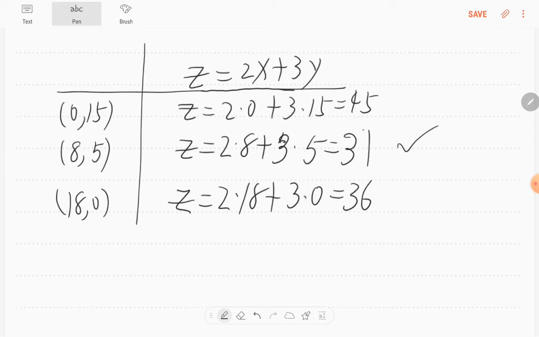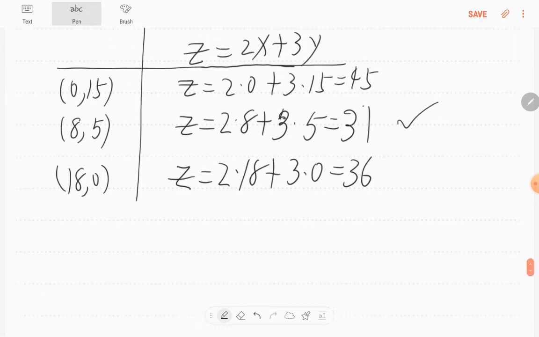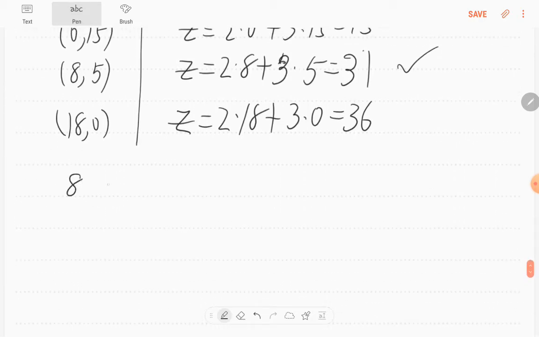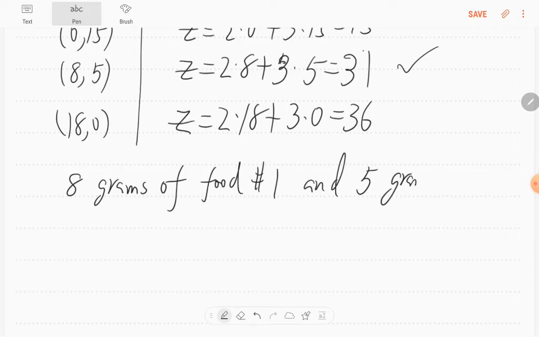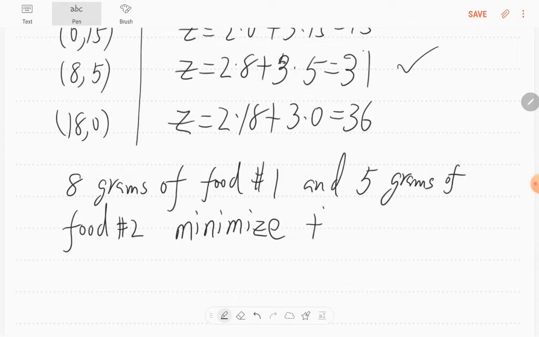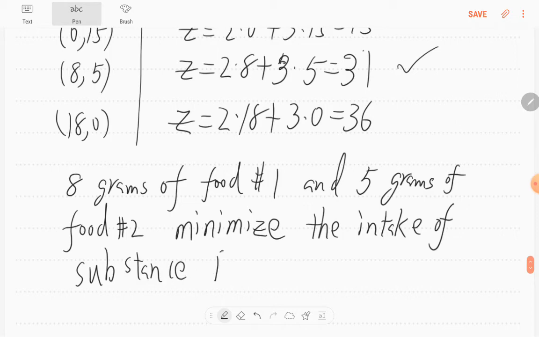So this will give you the minimum intake of the substance R. Okay, so that means we have 8 grams of food number 1 and 5 grams of food number 2, which will minimize the intake of substance R, which is 31 units.